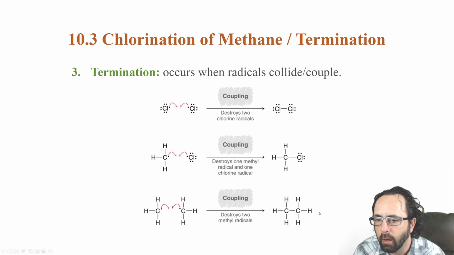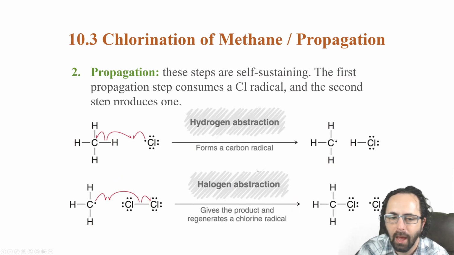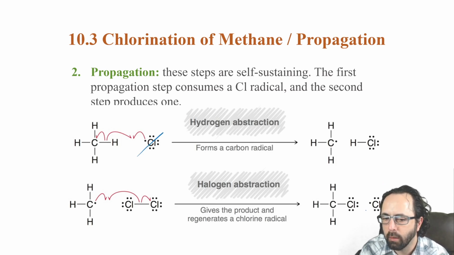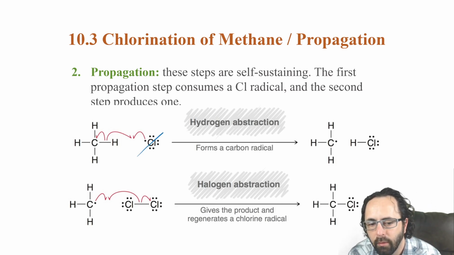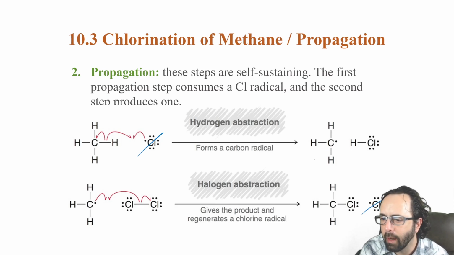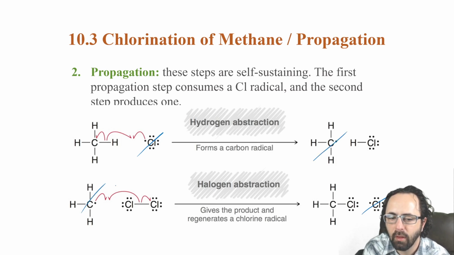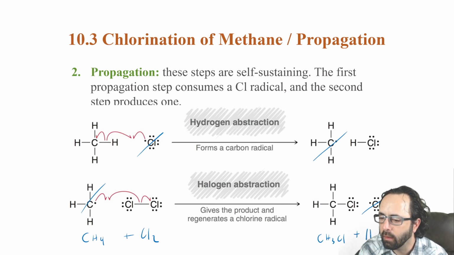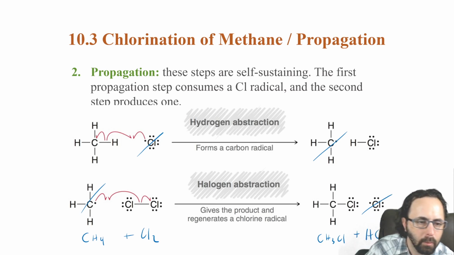So ultimately, if we want to know what the total reaction produced, we would add up the propagation reactions. Notice we have a chlorine atom on either side. The chlorine atom is used up, but it's reproduced. And so that is not involved in the overall reaction. Also, the methyl radical is produced in the first step, but it's used up in the second. So overall, our overall reaction is CH4 plus Cl2 produces CH3Cl and HCl, just like we had written previously.